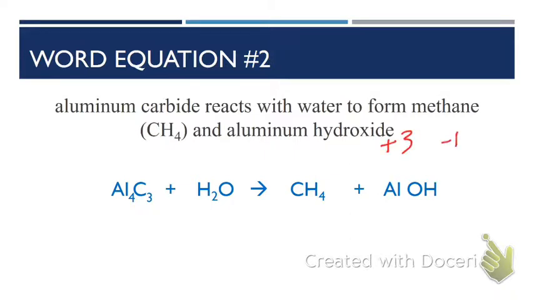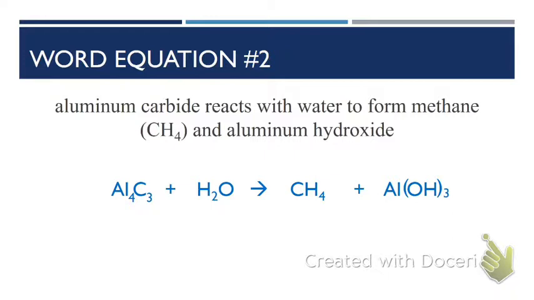Hydroxide is a -1, according to that polyatomic chart. So they don't cancel. We have to cross, drop, reduce. And when we cross that 3 over onto the hydroxide, we have to remember to put it in parentheses. So that is our word equation here.